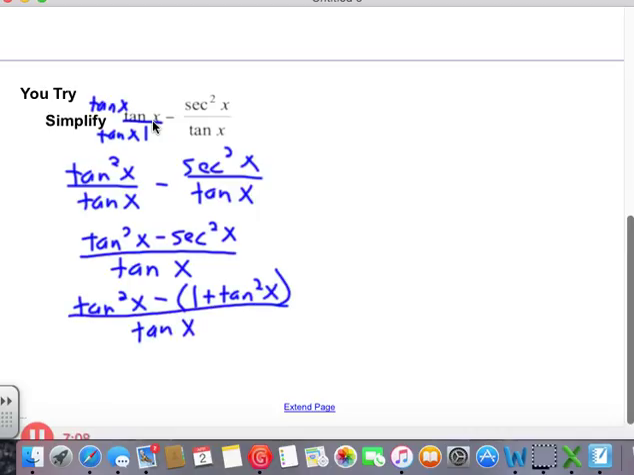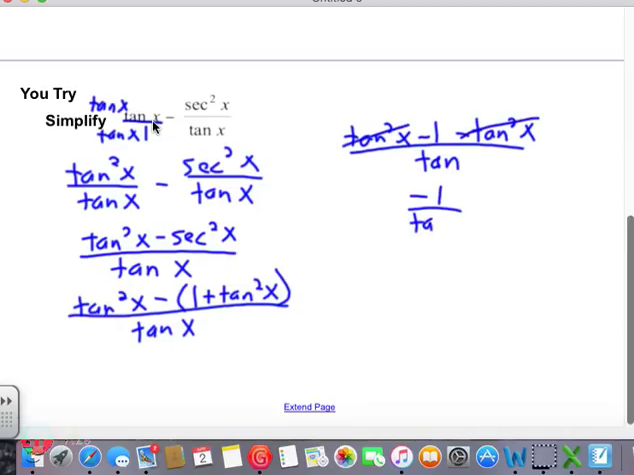All right, and then at that point, we need to subtract both terms, so we end up with tangent squared x minus 1 minus tangent squared x over tangent x. Now up top, what's going to happen? Well, we've got tangent squared and minus tangent squared. Those are just going to cancel out. So we literally have negative 1 over tangent of x. So I left my x off. And we know that 1 over tangent is cotangent. So this is just negative cotangent x.